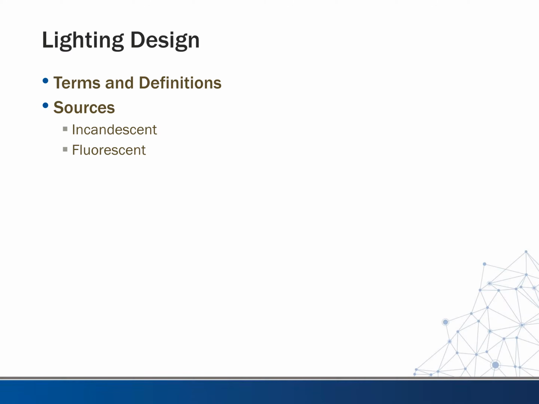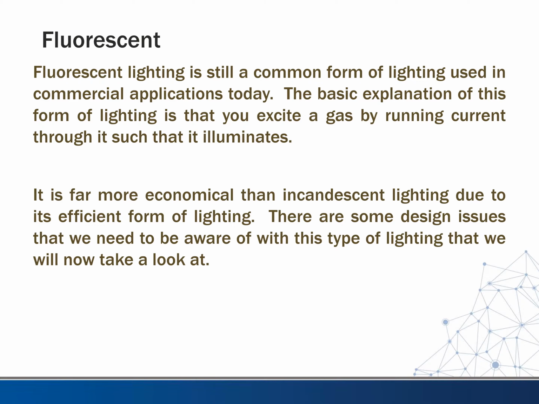We've gone over terms and definitions involved with lighting design. Now we're starting to look at different types of sources, and again, focusing today on fluorescence. Fluorescent lighting is still a common form of lighting used in commercial applications today. The basic explanation of this form of lighting is that you excite a gas by running current through it such that it illuminates. It is far more economical than incandescent lighting due to its efficient form of lighting. There are some design issues that we need to be aware of with this type of lighting. We'll take a look at them here in just a minute.